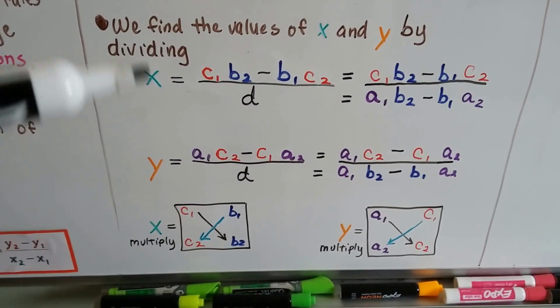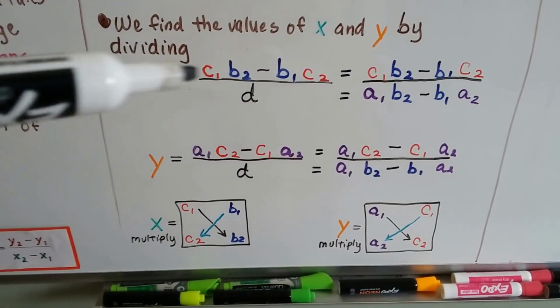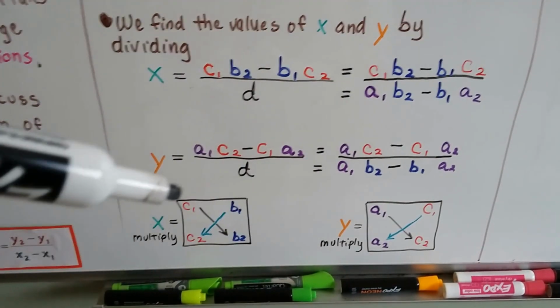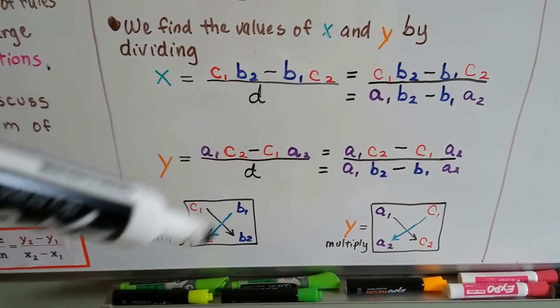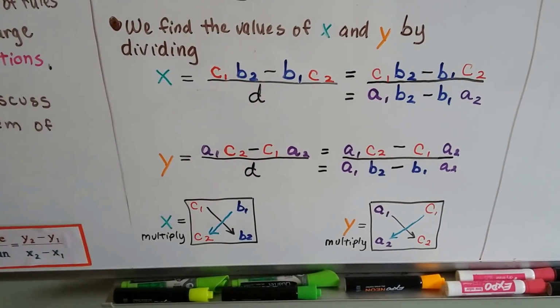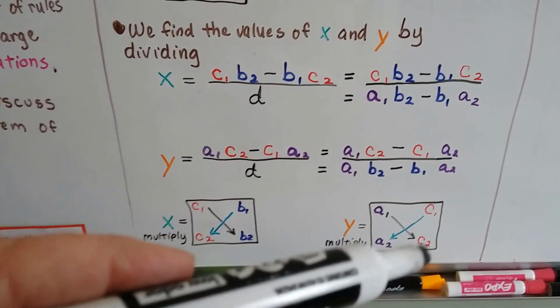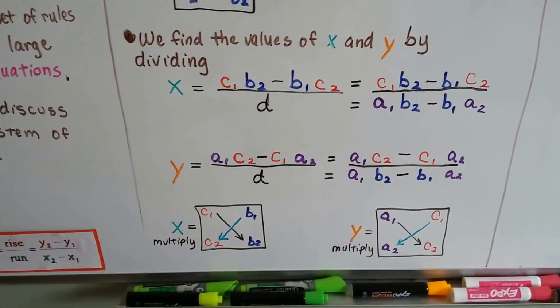Okay? We can also look at the x and y as the little boxes. If you look at x, it's c1 times b2. Well, just put c1, c2, b1, b2, and come down across this way and multiply and subtract these guys multiplied together. See? And for y, you go a1, a2, c1, c2, and we're going to multiply these together and subtract these that are multiplied together.